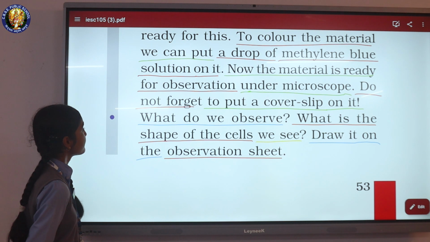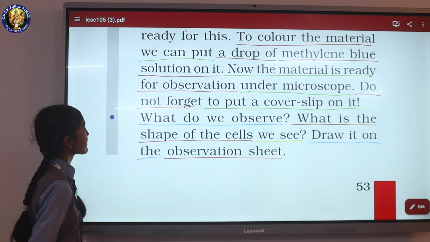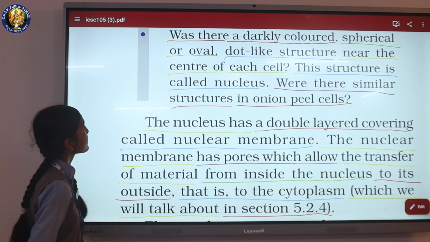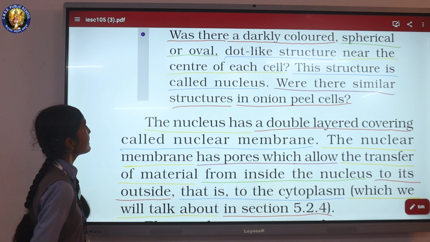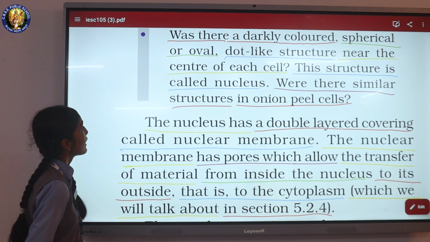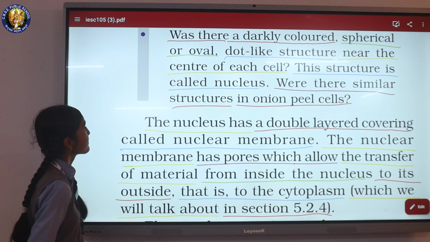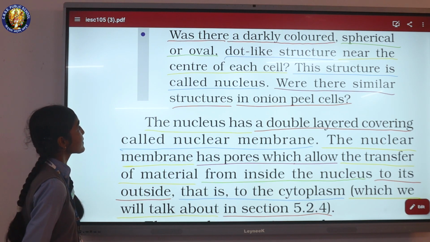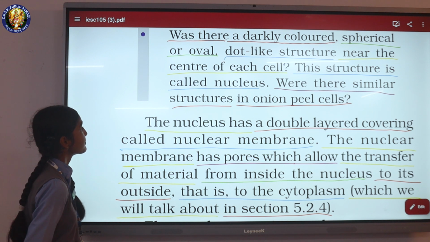What do we observe? What is the shape of the cells we see? Draw it on the observation sheet. Was there a darkly colored, spherical or oval, dot-like structure near the center of each cell? This structure is called nucleus. Were there similar structures in onion peel cells?